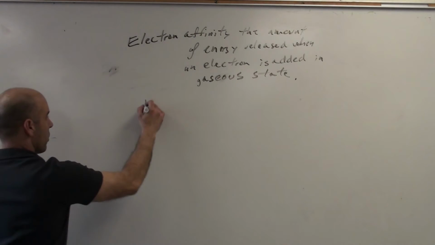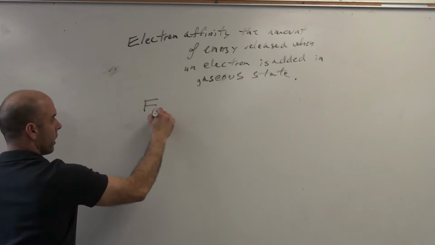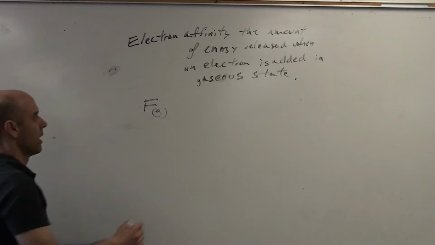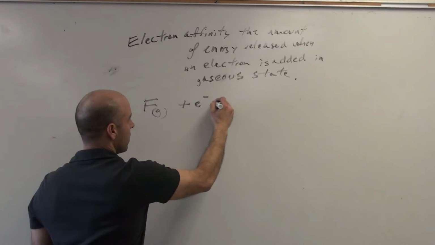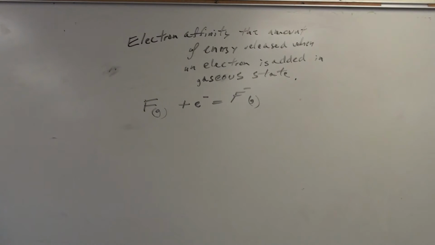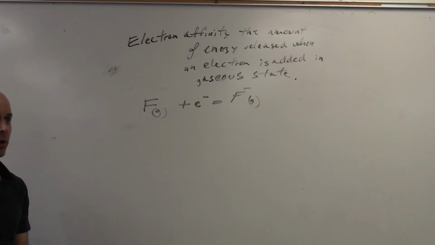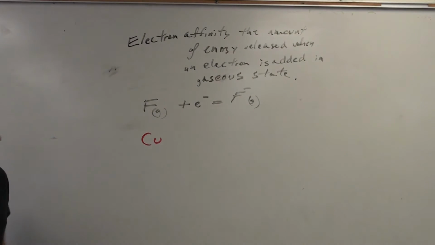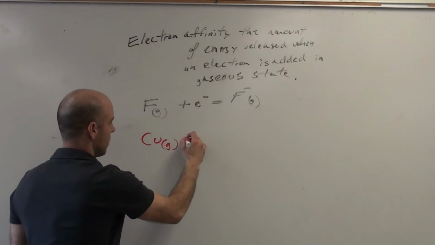So if I have regular old fluorine or monatomic fluorine in the gaseous state, and I add an electron to become this, how much energy is released? That's electron affinity. If we were dealing with a solid, a more common solid, like copper, it would have to be in the gaseous state.